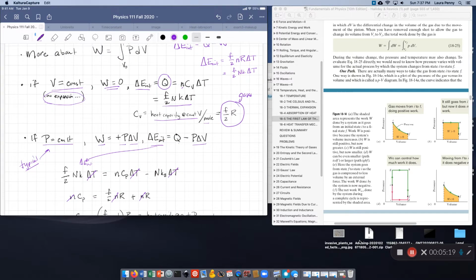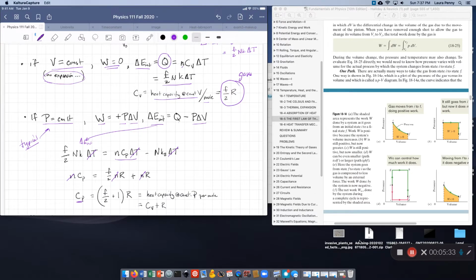So this side we have the change in internal energy. Here we have the amount of energy I have to put in to change the temperature when the pressure is constant. So this capital C_P is the heat capacity at constant pressure per mole. So how much energy do I have to put in to change the temperature if I keep constant pressure, not constant volume? And then I'm going to subtract off of that P delta V.